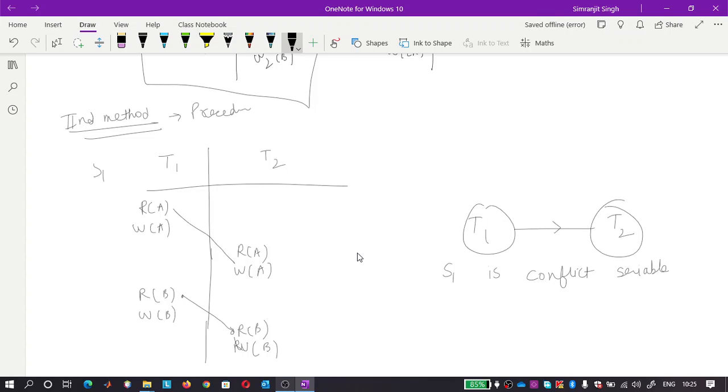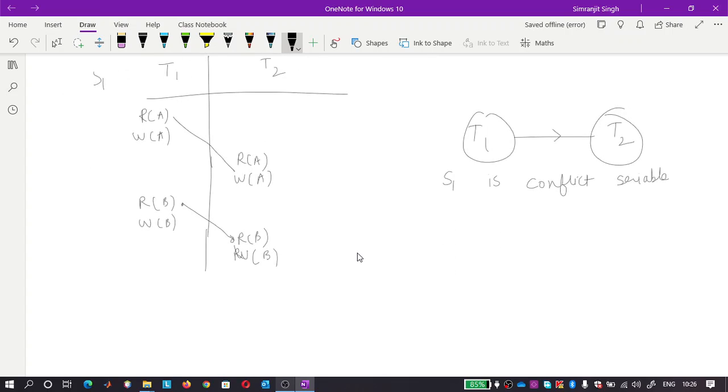So it is again in the precedence graph. Which serial schedule? T1 followed by T2. It means to this serial schedule that firstly T1 will be completed, RP WB, and then your T2 will be completed, RA WA RP. This is the same question that we have done earlier.